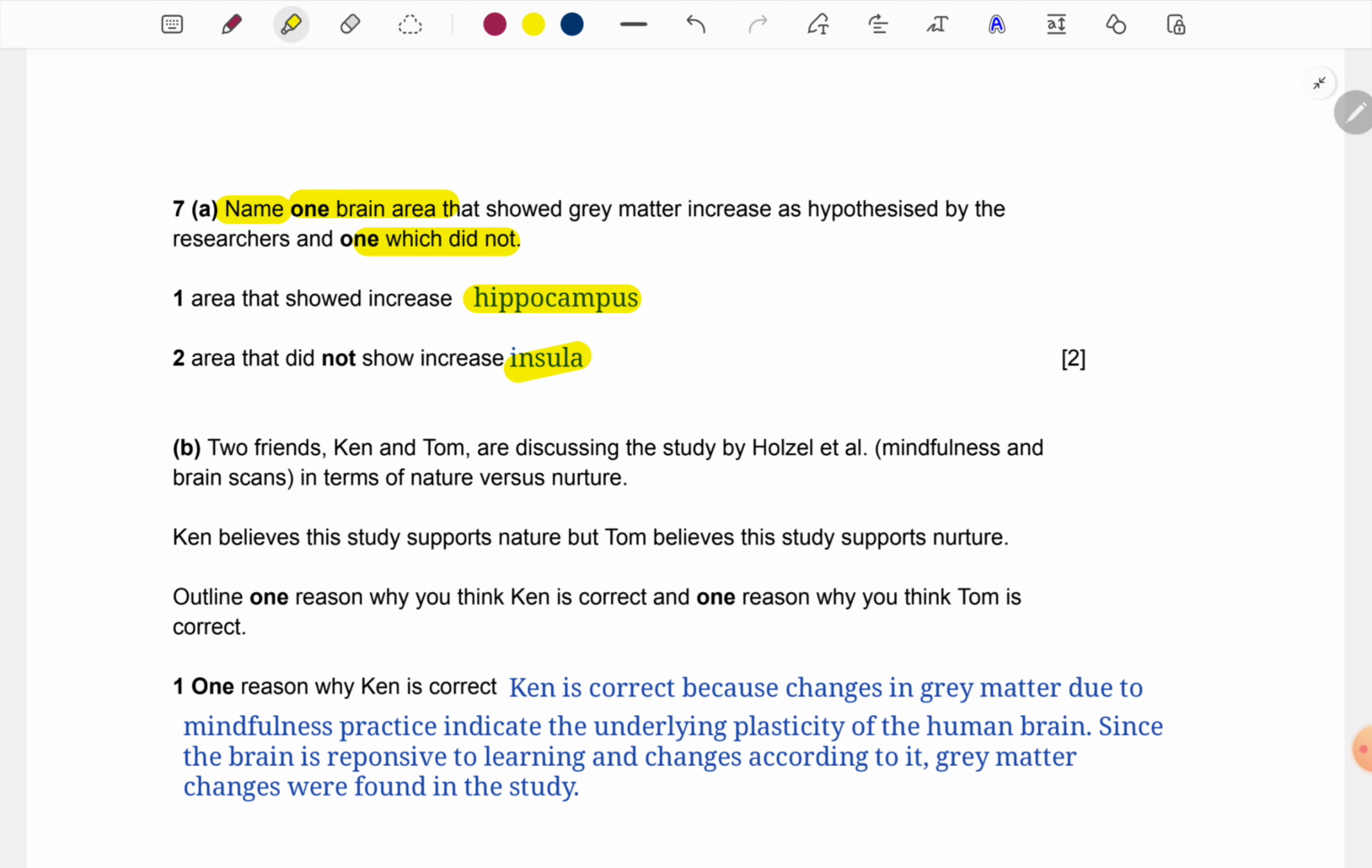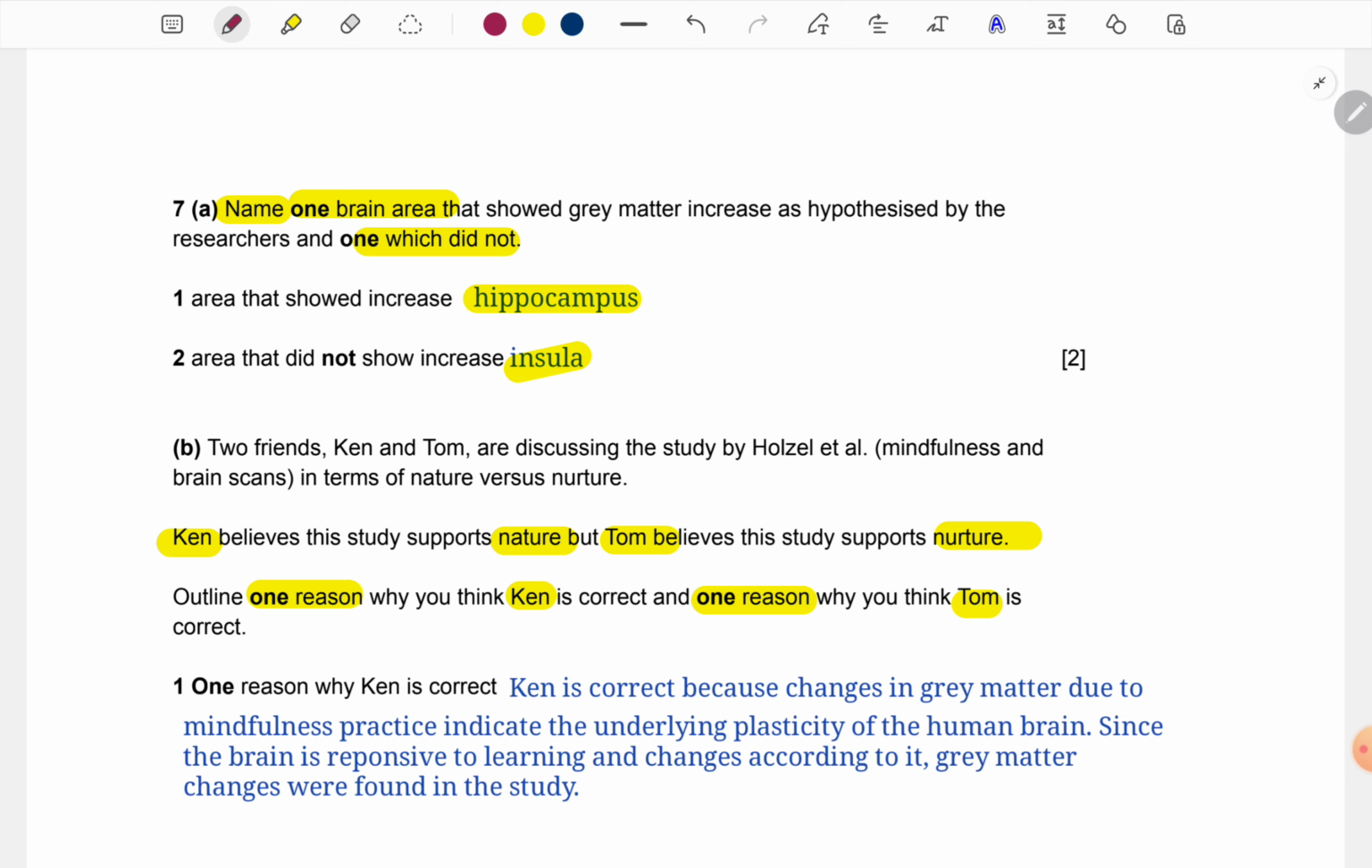Okay, I'm more interested in discussing the next question. Two friends, Ken and Tom, are discussing the study by Holzel et al. in terms of nature versus nurture. Ken believes the study supports nature, but Tom believes the study supports nurture. Give one reason why you think Ken is correct and one reason why you think Tom is correct.